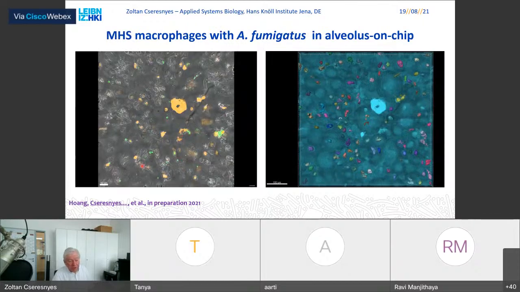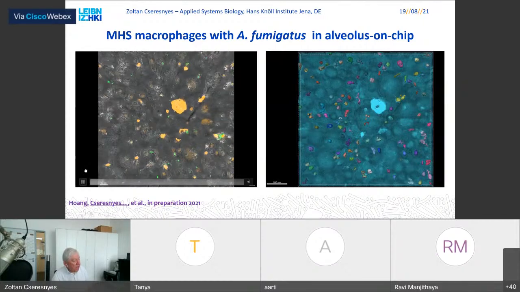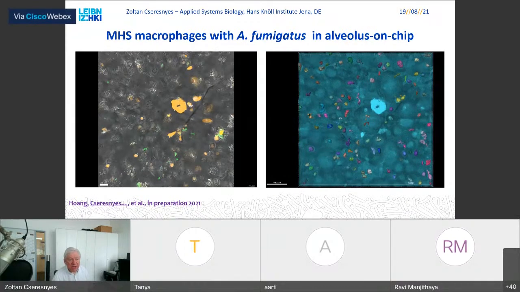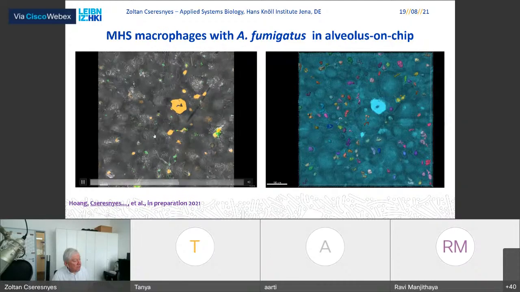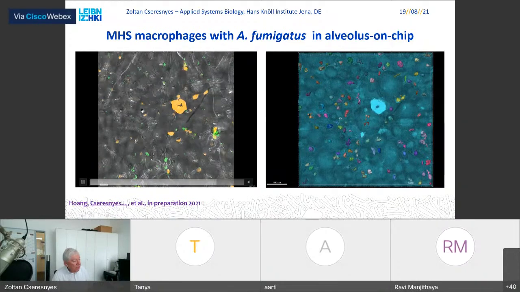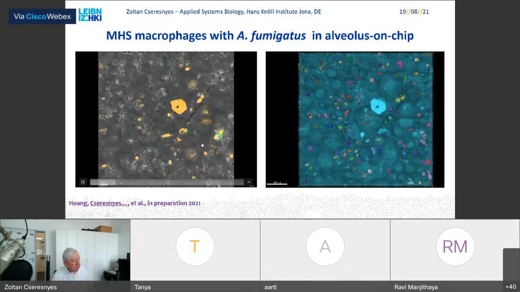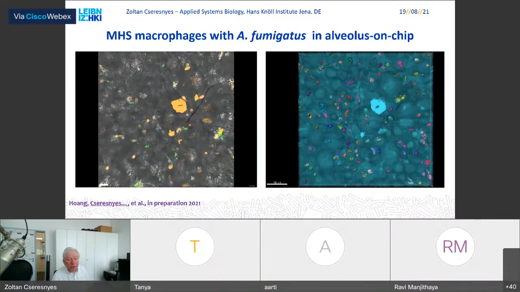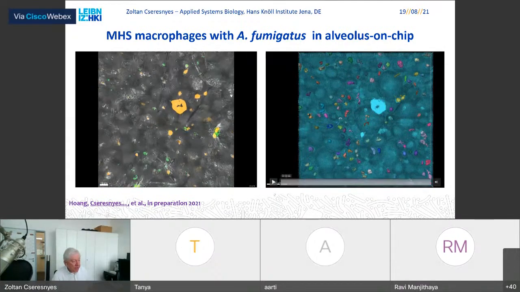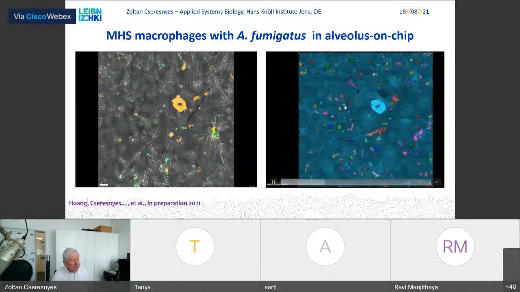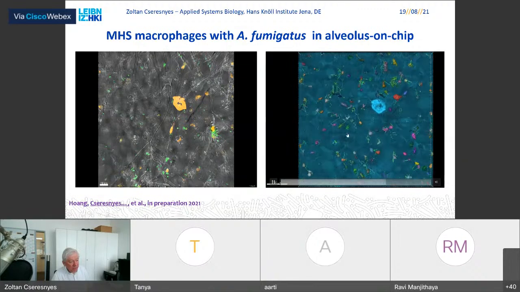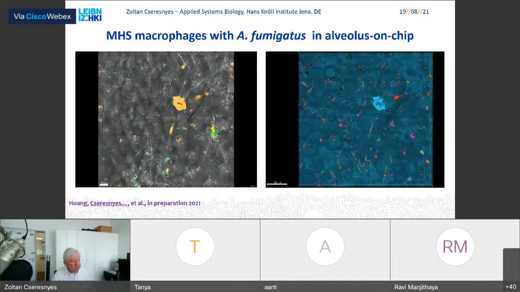Now we have a more physiological model, so we can also monitor what these macrophages do in such a model organ, an alveolus on a chip, the lung on a chip. What you will see here is a live 4D confocal microscope image, that is time and three dimensions, where we see the macrophages moving around. In green, we see the labeled fungi. We can monitor how these macrophages chase and eat the fungi in a model organ under much more physiological conditions. The analysis results you will see on the right side, the colored structures: these are the individual macrophages. The coloring is just random so that you can see them separately.